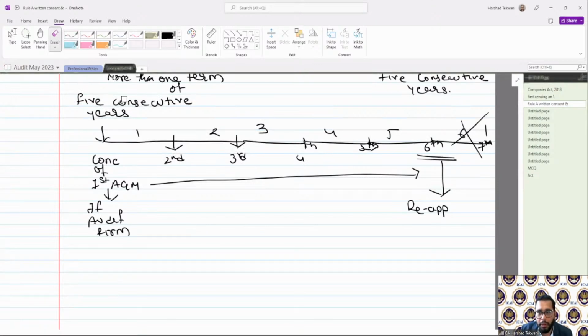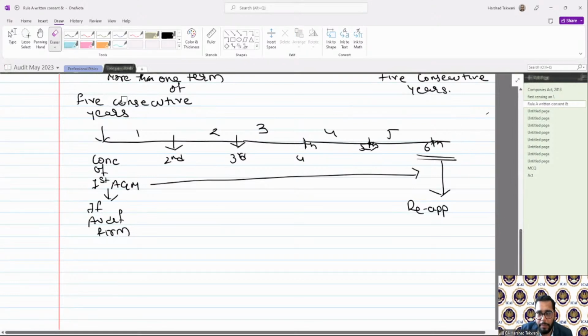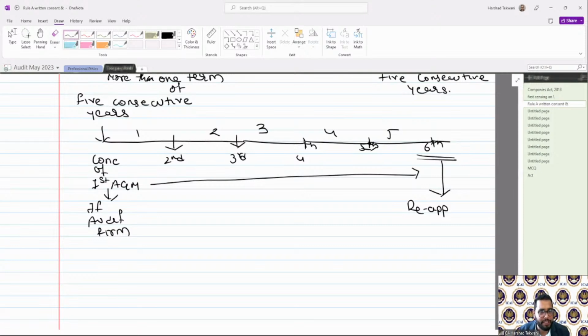Now, if this is an audit firm, then till 6th AGM, he can be appointed from the conclusion of 1st AGM. At the end of 6th AGM, he can be reappointed for one more term of 5 consecutive years. Because this is an audit firm, that's why he gets 2 terms.